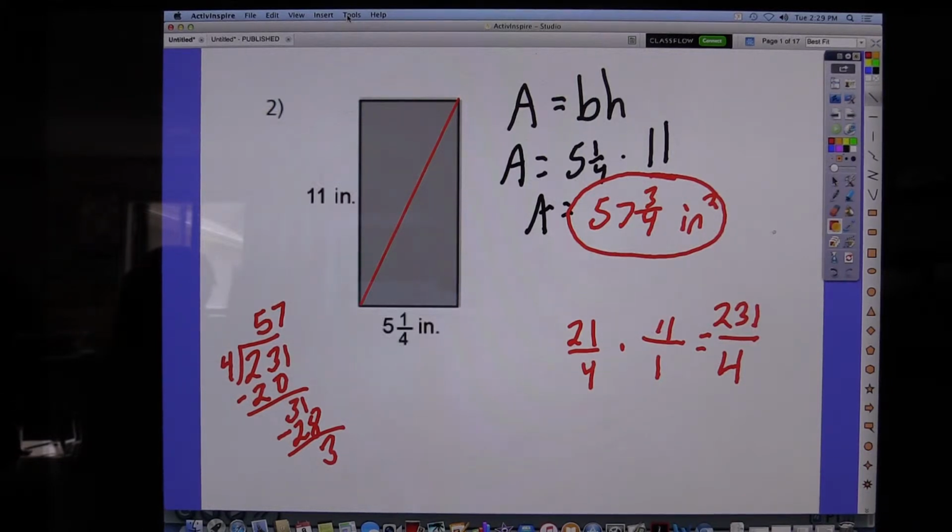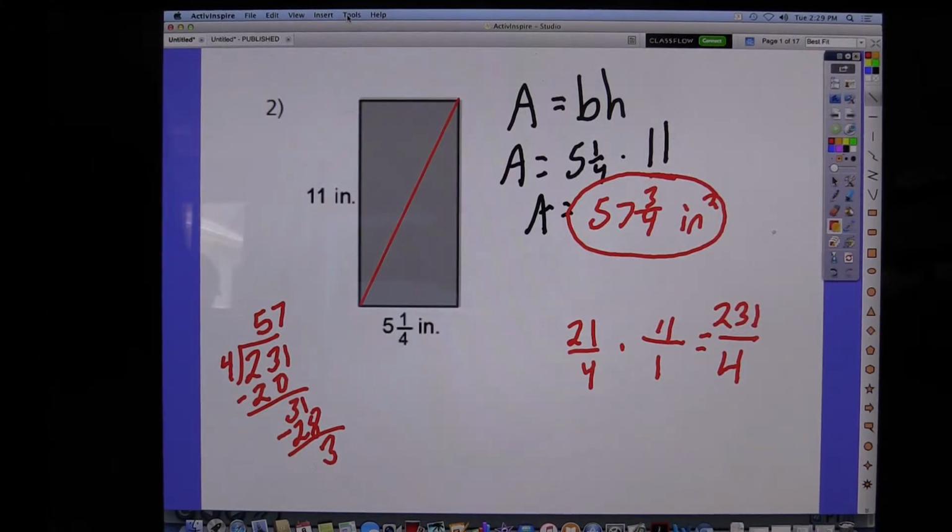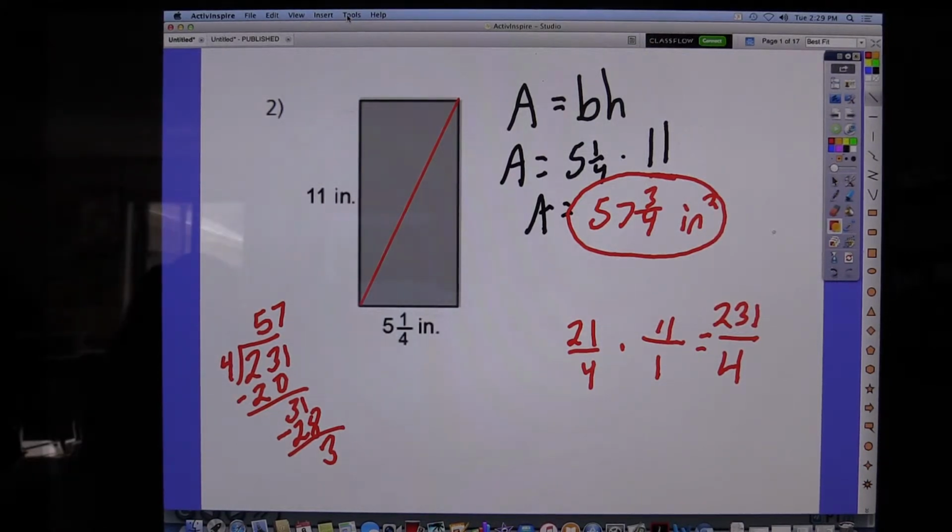Would it not make sense then, if I had to find the area of a triangle, I could use the same area formula for a rectangle, but multiply it by half? If I multiply it by half, that should give me the area of a triangle.